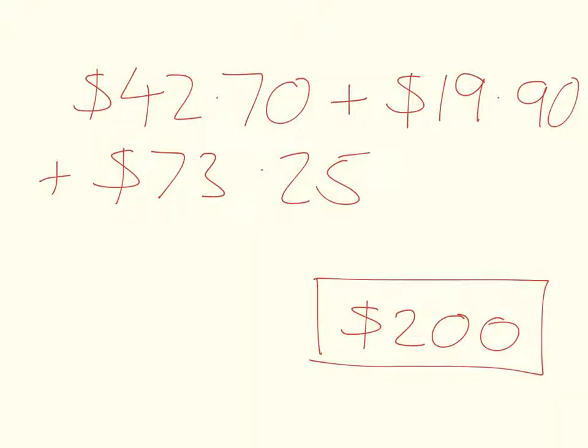Okay, so we're looking at a problem that says $42.70 plus $19.90 plus $73.25. What does that all equal? And if I have $200, then how much change will I get? So the important thing is to take these three numbers and place them vertically so they all make sense and they can be calculated. So that's what we do.